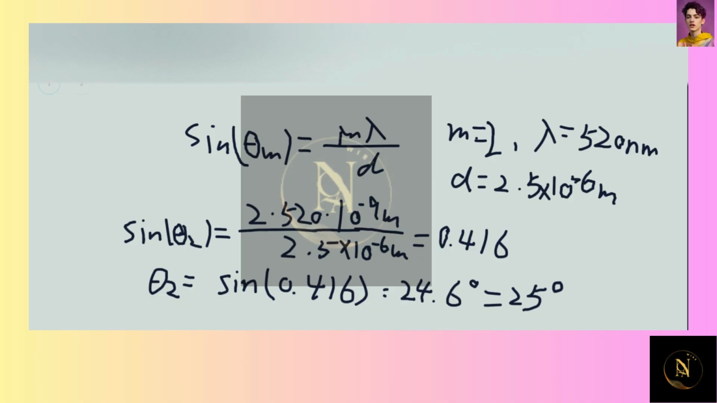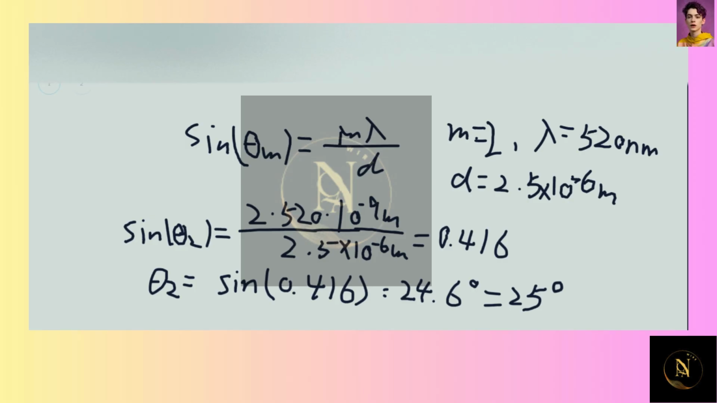Since we know m is equal to 2, we simply calculate sin theta 2, which is equal to 2 times 520 times 10 to the negative 9 meters, because 1 nanometer is equal to 10 to the negative 9 meters, and we are converting nanometers to meters to make sure the units are consistent. So it's 2 times 520 times 10 to the negative 9 meters divided by 2.5 times 10 to the negative 6 meters, which gives us 0.416.